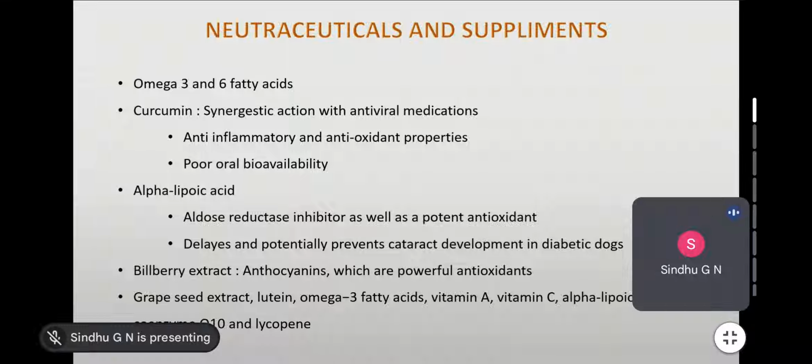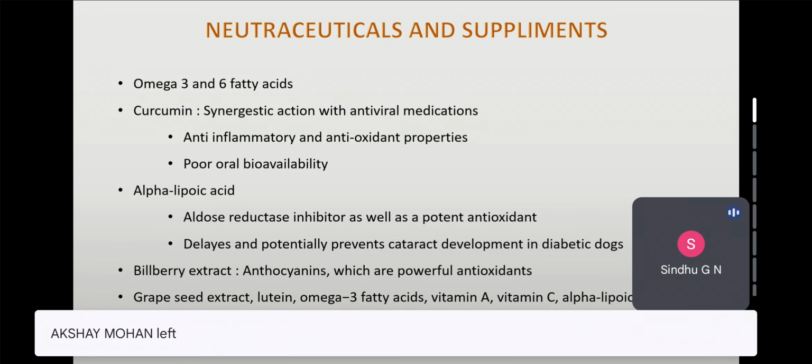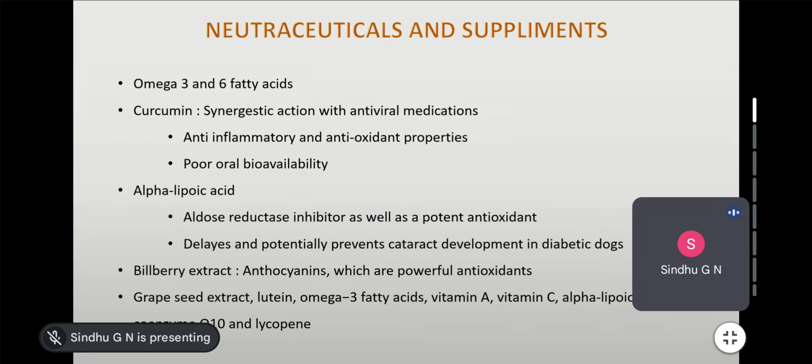Then bilberry extract. Bilberry extract is available as glow eye tablets. They contain anthocyanins, which are powerful antioxidants. Then grapeseed extracts, lutein, omega-3 fatty acids again, vitamin A, vitamin C, alpha lipoic acid, coenzyme Q10, and lycopenes are also very good antioxidants, which can be used for ocular regeneration and for degenerative conditions. So these are some of the nutraceuticals used in ophthalmology.